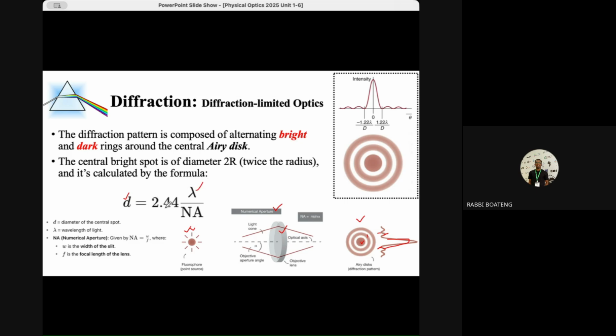And we have 2.44 here because of the two factors. If you have 1.22 here, we have 1.22 here. Since we are measuring the two ends, we are just going to add the two of them and we get 2.44. And that is how we can relate the numerical aperture, the wavelength, and of course the actual aperture of the lens.